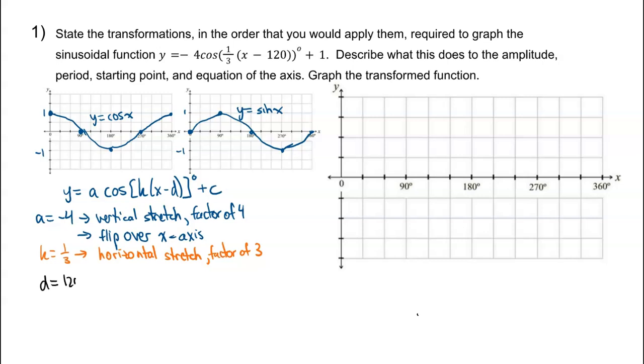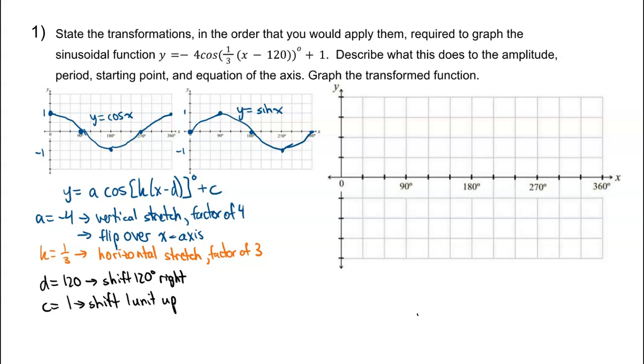The d value is 120. It's positive because notice it's x minus d, x minus 120 up above. So that's a positive 120, which means it's going to shift positive 120 degrees to the right. And the last thing is the c value. The c value is just 1, which means it's going to shift the whole graph up by 1.